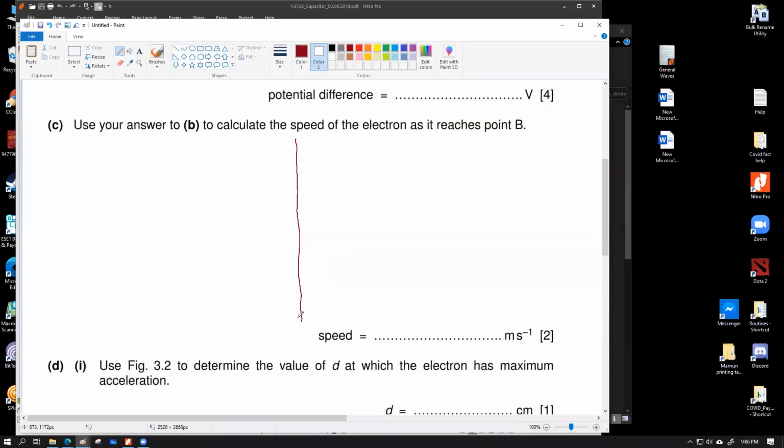So what I am saying here is that the KE of the electron should be given by the voltage across the two plates, or between the two charged particles, multiplied by the charge of the electron. So this KE equals half mv squared.